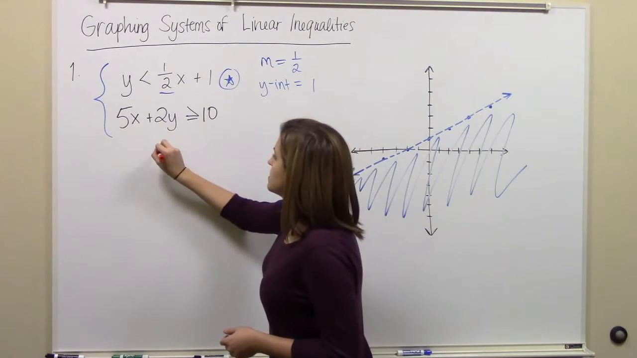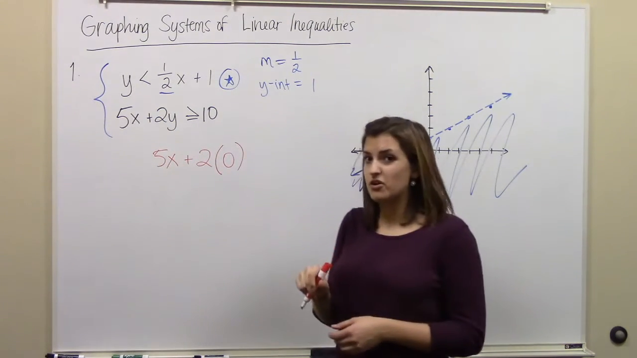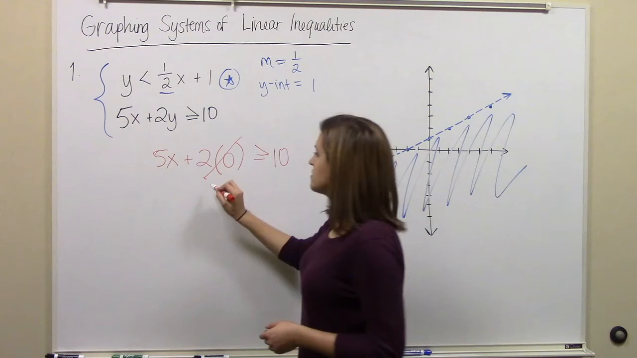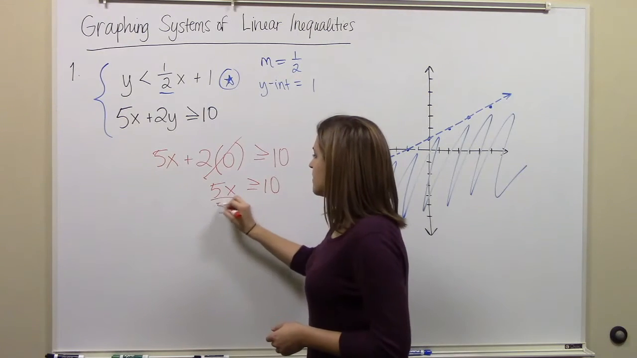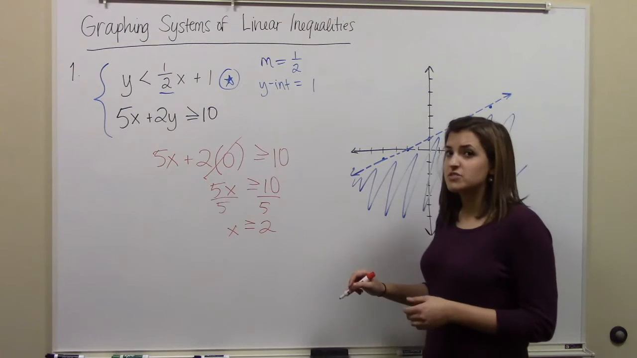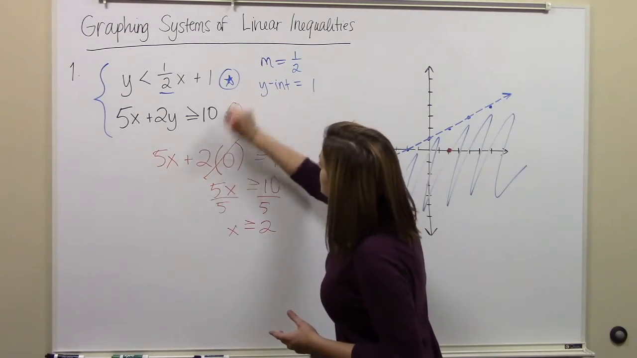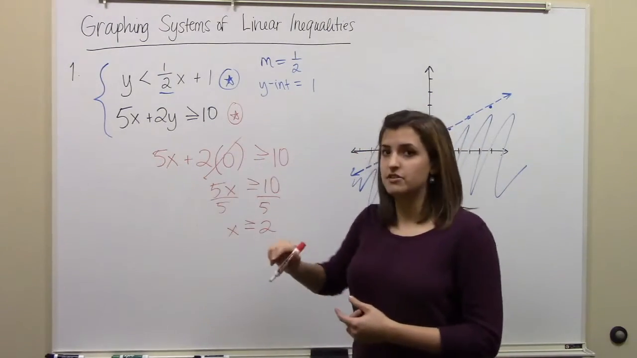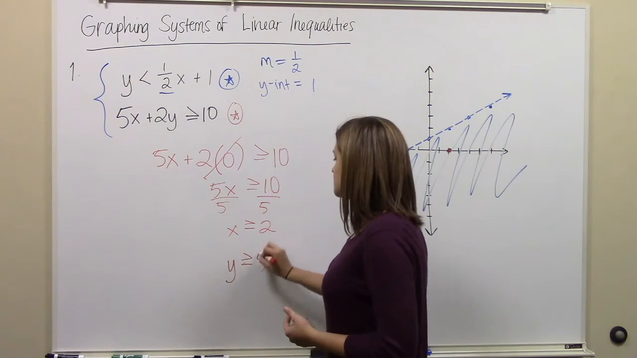So if I'm going to solve for my x-intercept, I'm going to have 5x plus 2, and then I'm going to sub in 0 for y, is greater than or equal to 10. And then this just goes away, 2 times 0, and I get 5x is greater than or equal to 10. And then when I divide by 5, I get x is greater than or equal to 2. So my x-intercept is going to be 2. So I can find that on my graph here. Graph this one in red. And if I solve for my y-intercept, I'm not going to go through the steps, but my y-intercept, when I plug in 0 for x, is going to be 5. So y will be 5. So I'll get y is greater than or equal to 5.